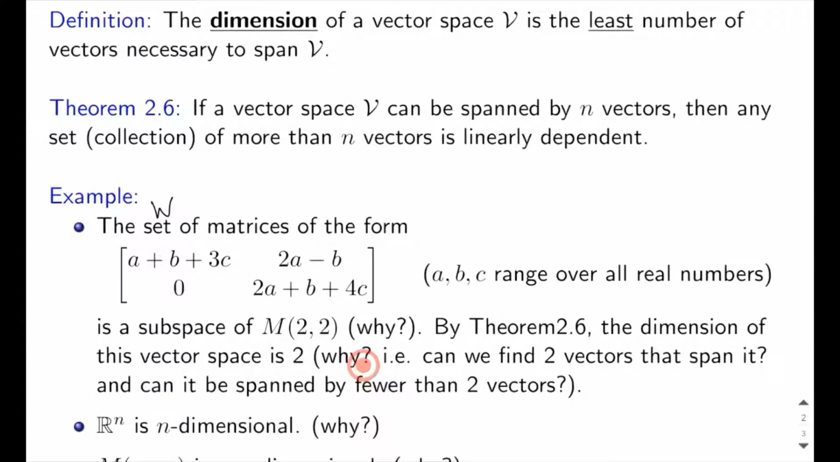In order to say that the dimension of this vector subspace is 2, we first need to find 2 vectors that span this space. And then we need to prove that it cannot be spanned by fewer than 2 vectors, meaning with only 1 vector, you can never span W. In other words, 2 vectors is the least number of vectors you need to span W, and so it's going to be the dimension of W. I'm going to do this part here.